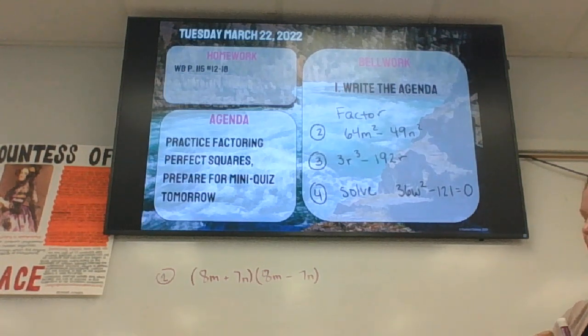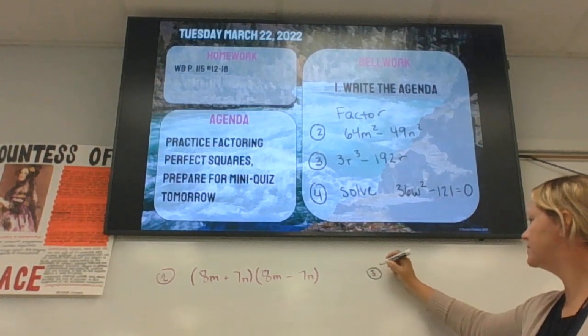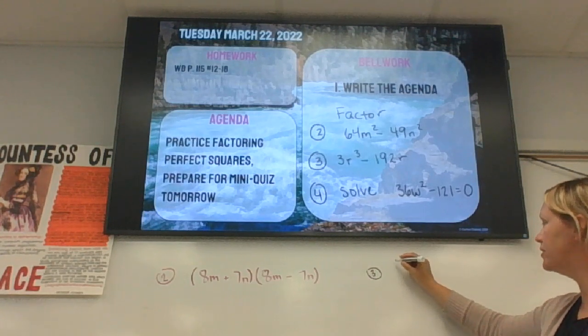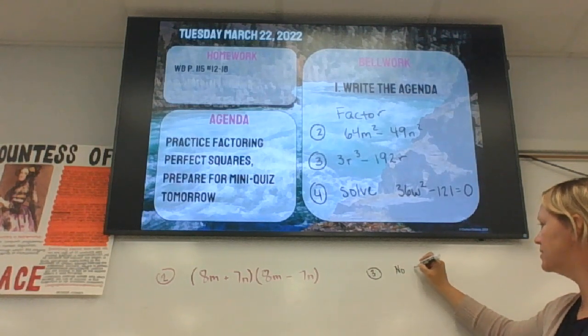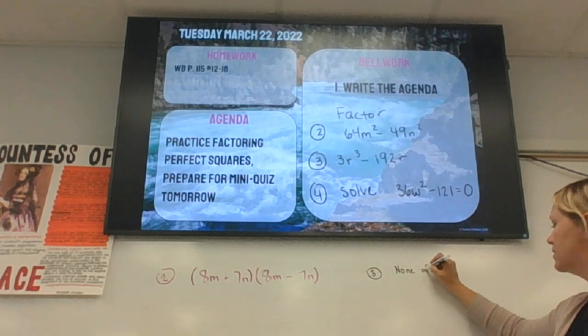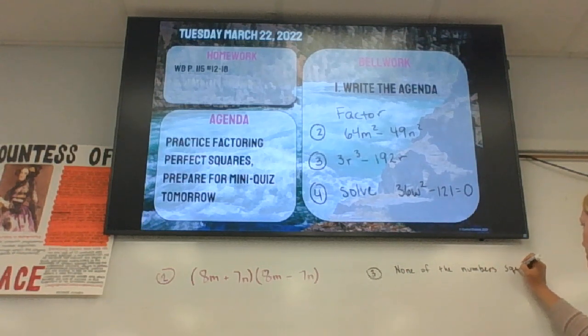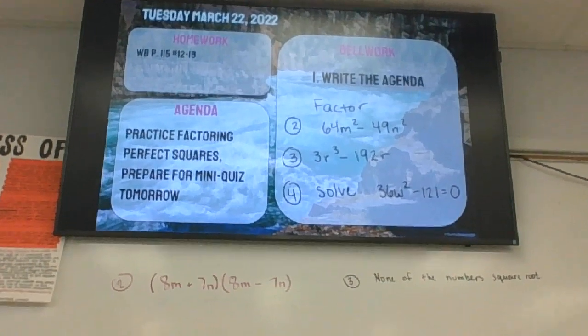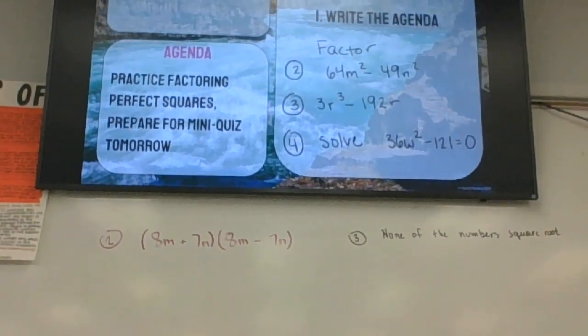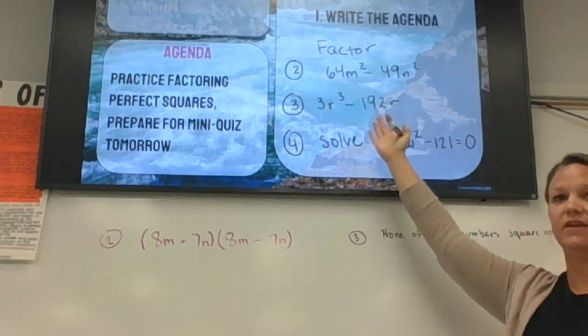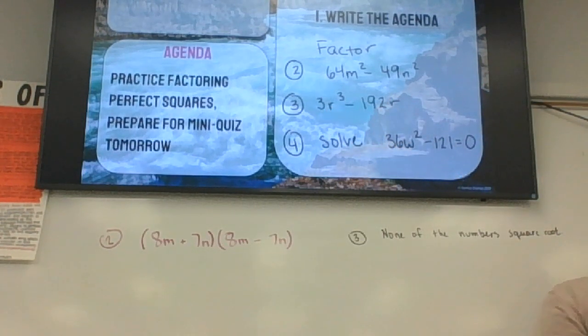Okay, number three. Okay, there's no perfect squares. None of the numbers will square root. So what should we do? What are we gonna do? Something here, Mikhail? Yes, always, always, if you can. If you can take a greatest common factor, always take it out. No matter what, whether it's grouping or it's a trinomial or anything, always take out a GCF.